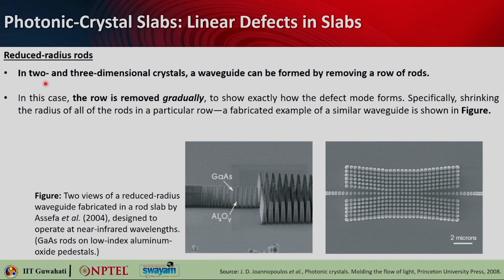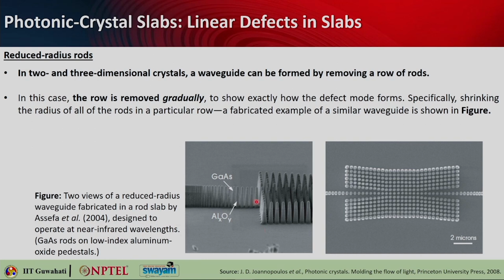And how is it done? In this case, the row is removed gradually. To show exactly how the defect is forming, you can see that the radius on the top is shrinking. Here all the rods have identical radius, but towards the top they all get tapered. Fine. So these are two views of a reduced radius waveguide fabricated in a rod slab.